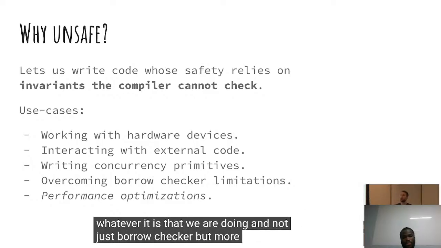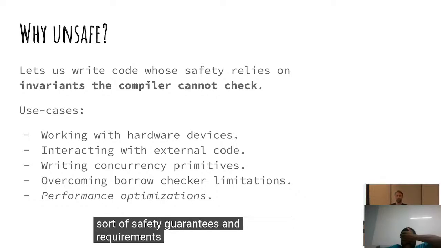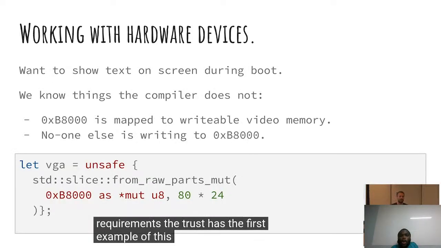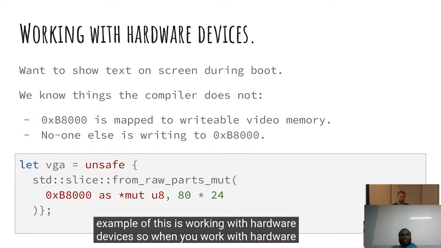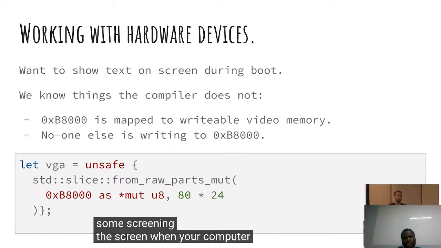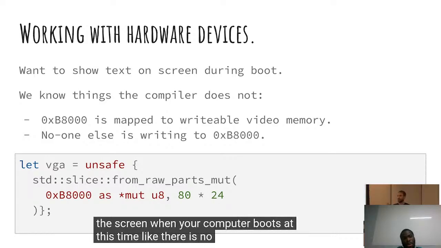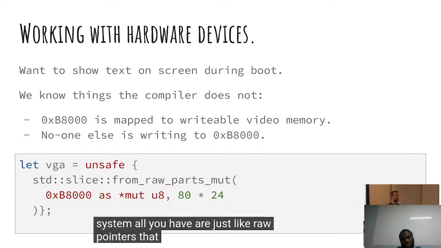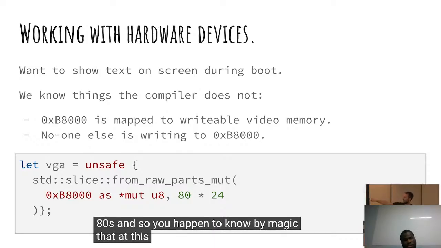And not just the borrow checker, but more the safety guarantees and requirements that Rust has. The first example of this is working with hardware devices. Let's say you want to show something on the screen when your computer boots. At this time, there is no operating system. All you have are raw pointers that are specified in the Intel manual or the BIOS manual or the manual of some obscure thing from the 80s. And so you happen to know by magic that at this address in memory, there's a chunk of bytes that you can write to and then text appears on screen.